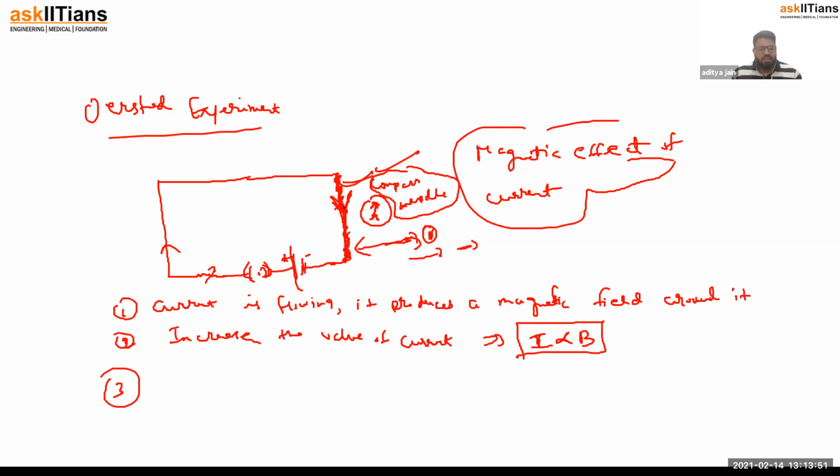So can I say for the same value of current, for a constant value of current in a circuit, if the distance of the compass needle was increased from the circuit, then the deflection becomes less. So you can conclude that the magnetic field is now less at a larger distance. So what he concluded is that with the increase in distance from the circuit, the magnetic field decreases.